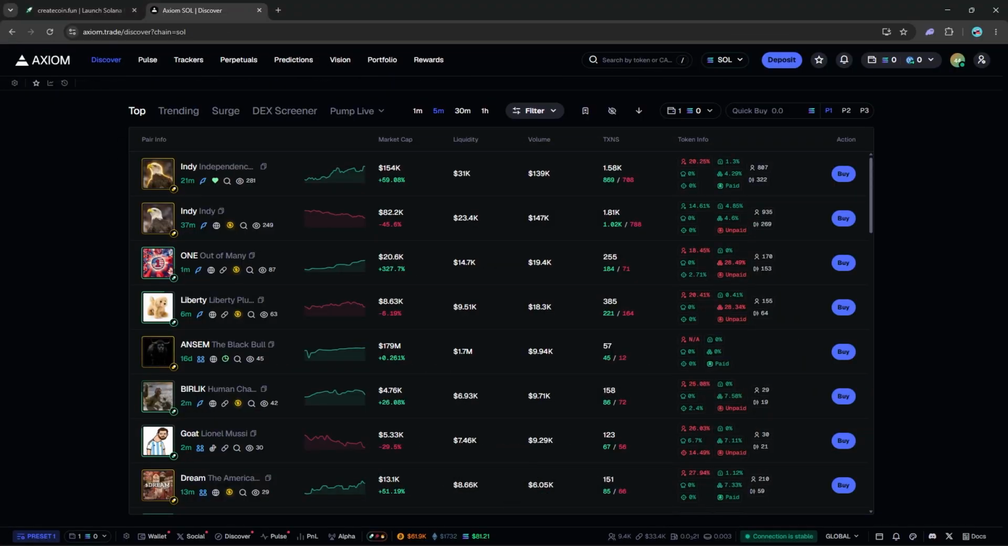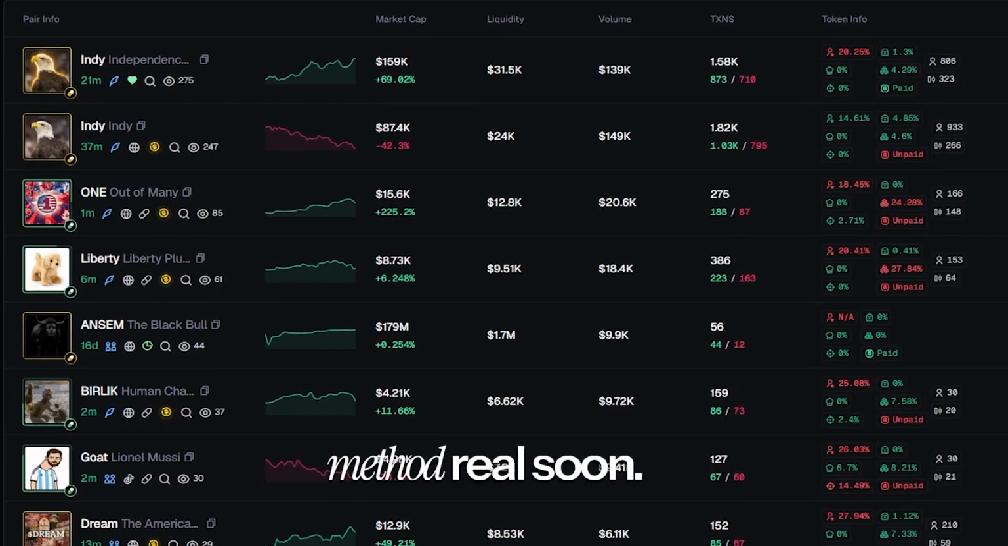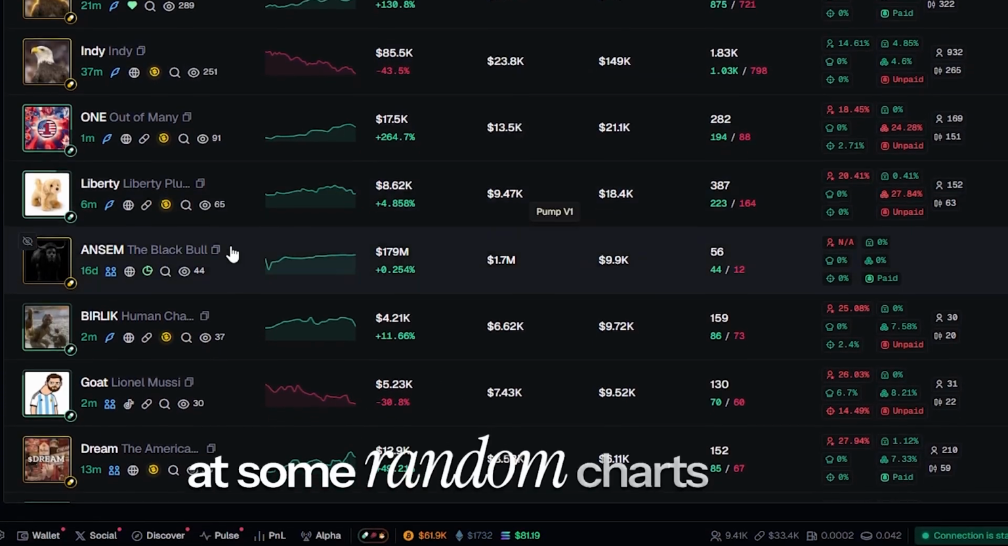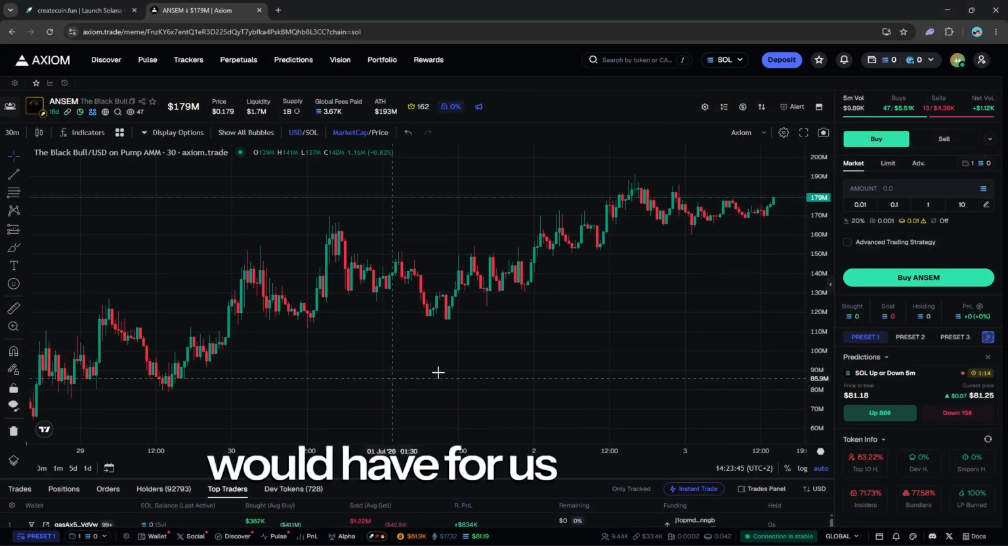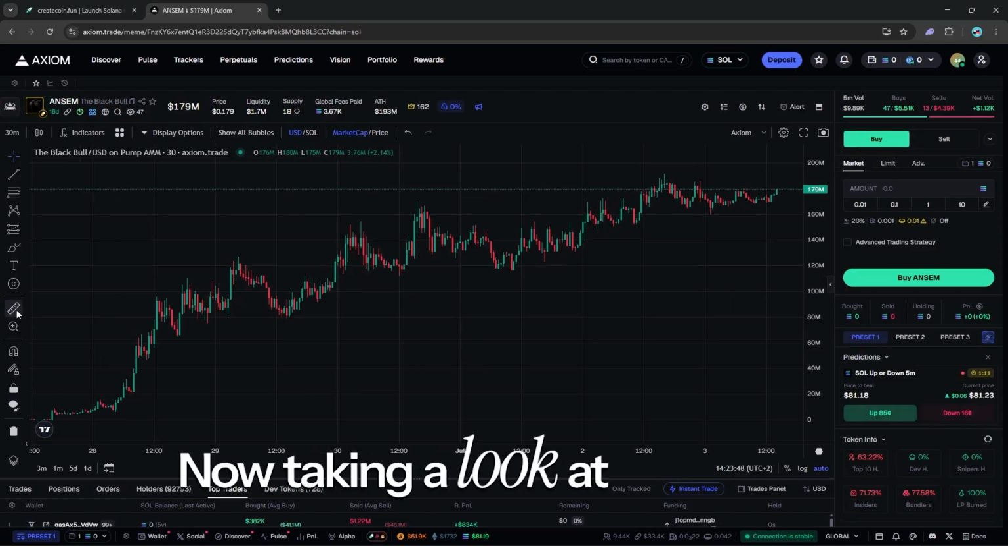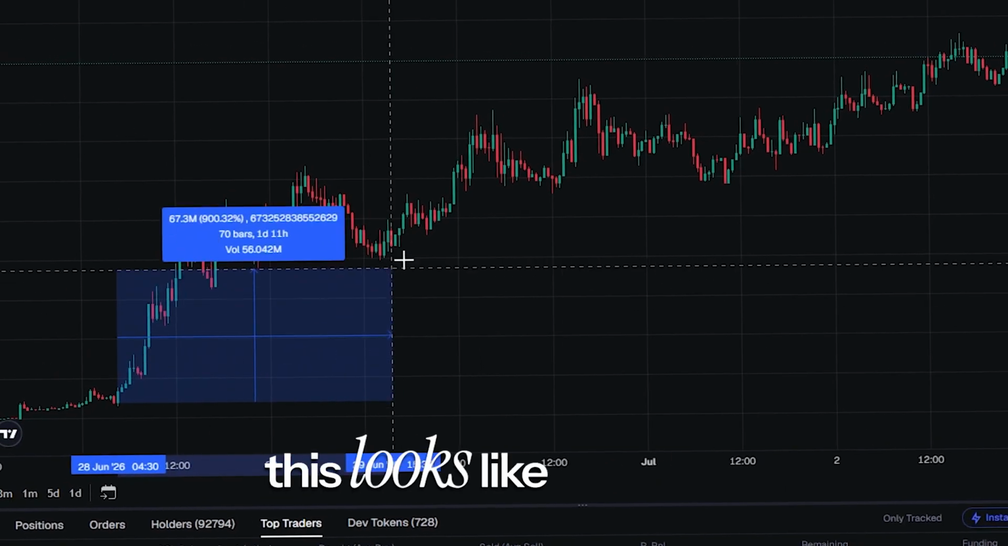Okay, we're nearly there, folks. I'm going to show you this method real soon. But first of all, we're going to take a look at some random charts and let's just see what the market would have for us if we were a trader. Now, taking a look at this chart of candles here, this looks like actually quite a good coin.